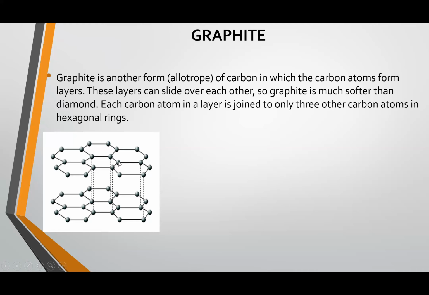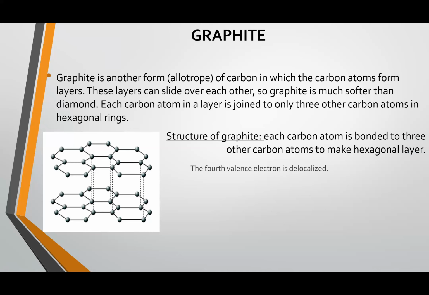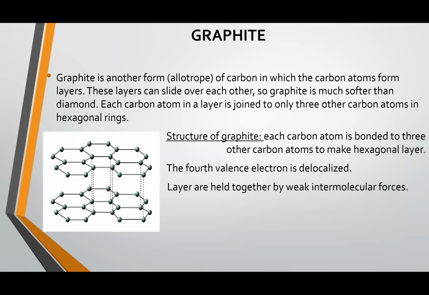Here there is something very special. Each carbon atom has made 3 bonds. What about the 4th valence electron? The 4th valence electron is delocalized, so it doesn't belong to any of those atoms. It is free to move in the layers. And as we said, the layers are held together by weak intermolecular forces that we will discuss later in this unit.